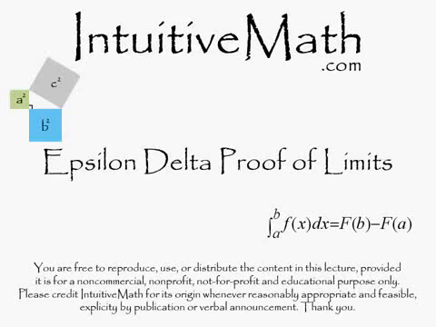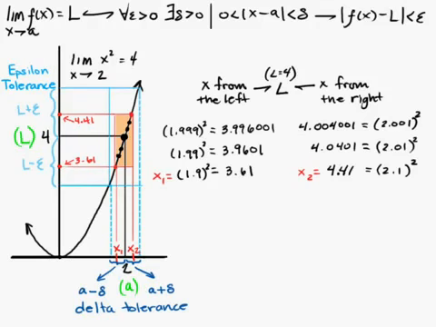Okay, and welcome back. I'm going to talk to you about the epsilon delta proof of limits, and I drew a picture here to illustrate what's going on. Take a look at this x and y axis over here.